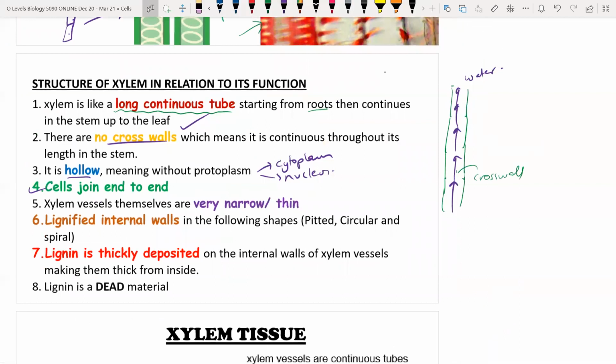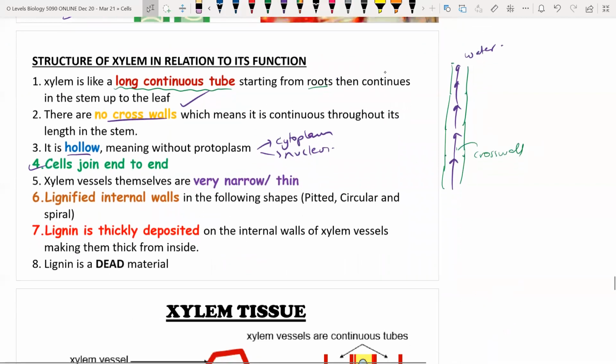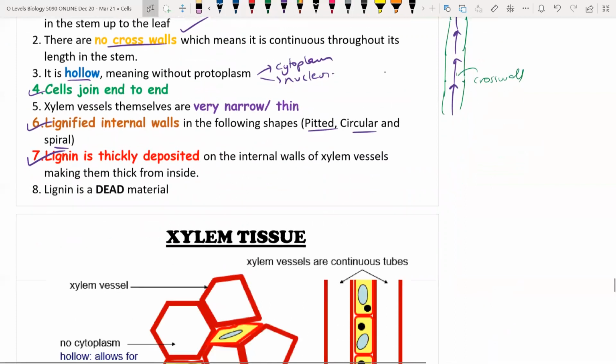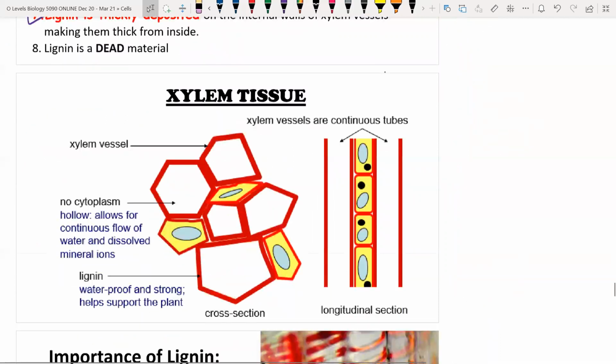Okay. Then they have lignified internal walls, as I explained, either pitted, circular, or spiral. And lignin is thickly deposited on the internal walls of the xylem vessels. I want you to look at this diagram. How can I identify from this diagram that this is a xylem vessel? Well, because of this, it's not thin. Look at the way they've drawn this red thingy, so thick. This thickening is representative of xylem, of lignin. So one of the ways in which you can identify xylem is clearly because of the very thick outline it has.